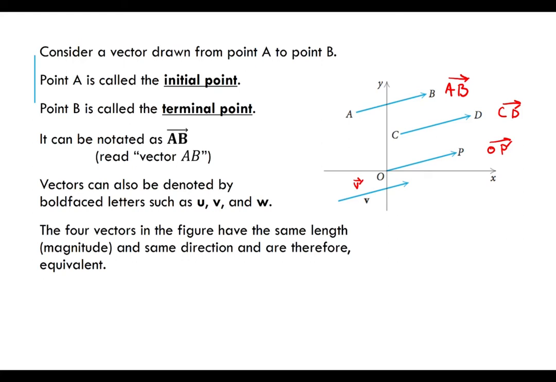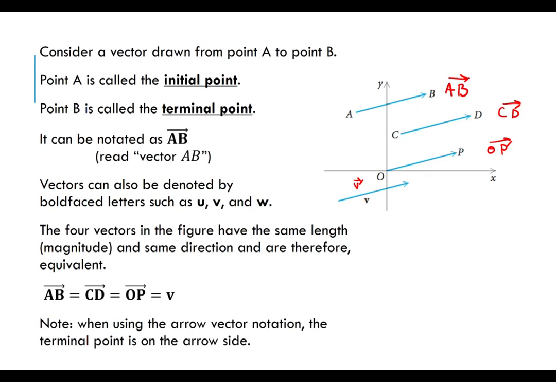Well, if we look at all of these, I claim that all four of these vectors have the exact same direction and the exact same length. Now, with that direction, the arrows have to point the same direction as well. And so since they're all equivalent, we can say that vector AB is equal to vector CD, is equal to vector OP, and is equal to vector V. Note that when using the arrow vector notation, the terminal point must be on the arrow side. That just helps tell you where the initial point and the terminal point are.